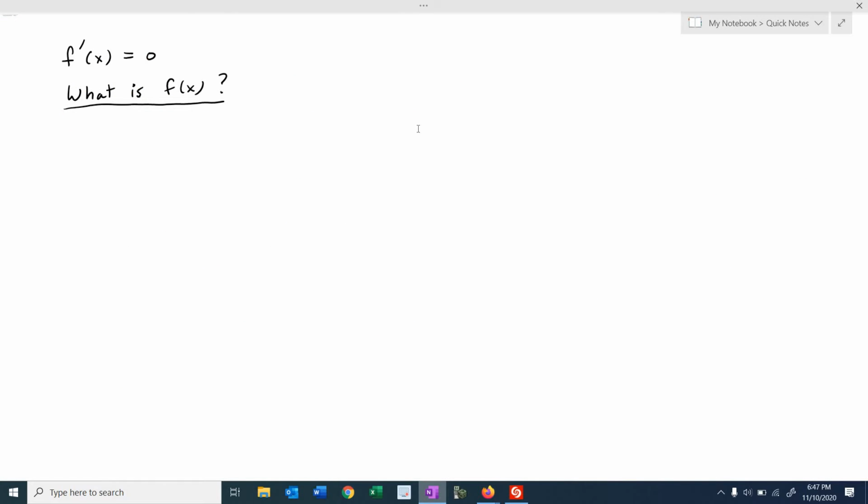Okay, so let's look at another differential equation. This is probably the most basic kind of differential equation you can have. We're looking for some function whose derivative is equal to 0. So what's f of x? Well, f of x must be a constant. And that's because when we take the derivative of a constant, we get 0.